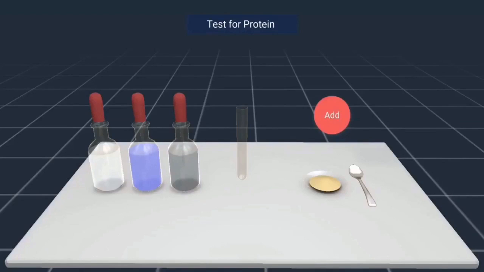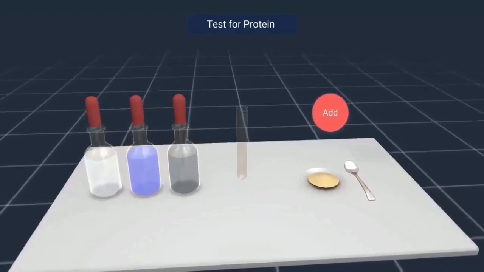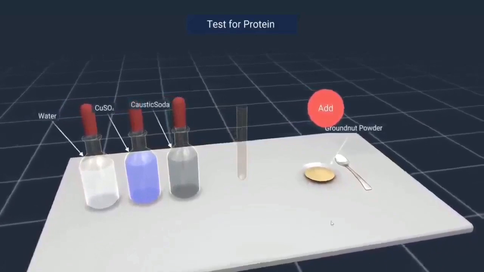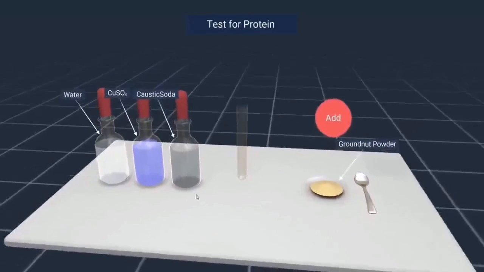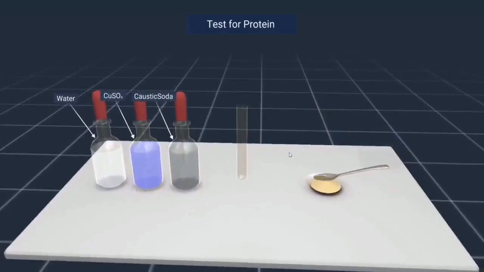Here you require a test tube and a food sample, for which you can take groundnut powder. Then you need to take 3 solutions. You need to take water, copper sulfate solution and caustic soda solution.